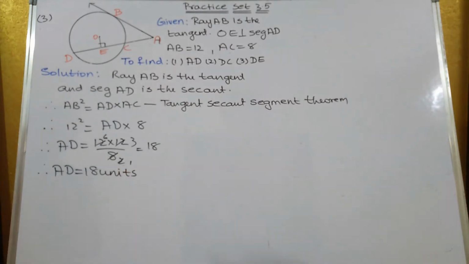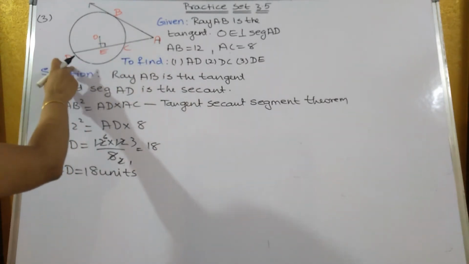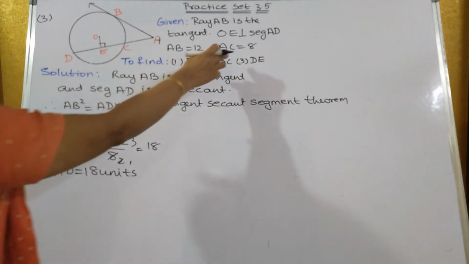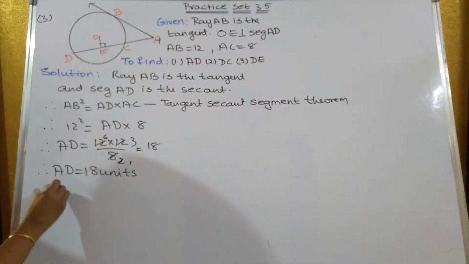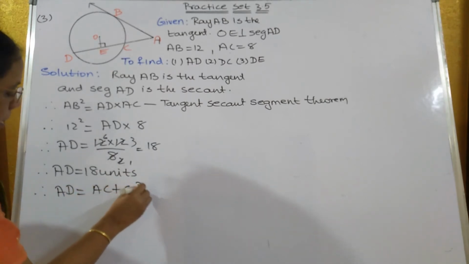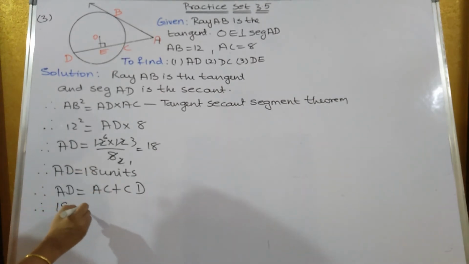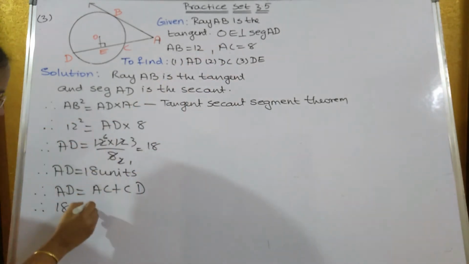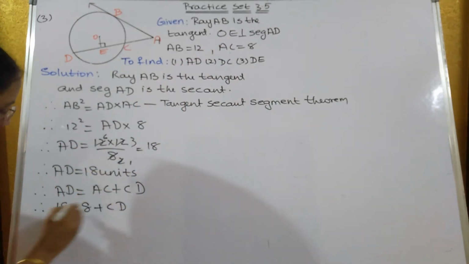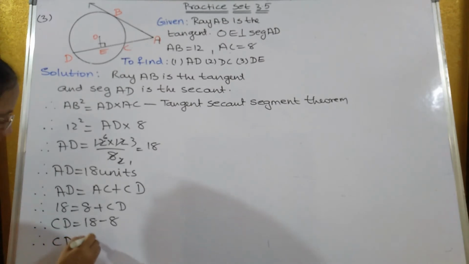Now next we have to find out CD. We have got AD is equal to 18 units and AC is equal to 8. Now AD is made up of what? AC plus CD. AD we have got 18. 18 is equal to AC, which is how much? 8 units. So 8 plus CD. Therefore CD is equal to 18 minus 8. Therefore CD is equal to 10 units.